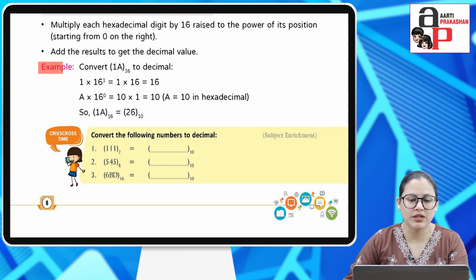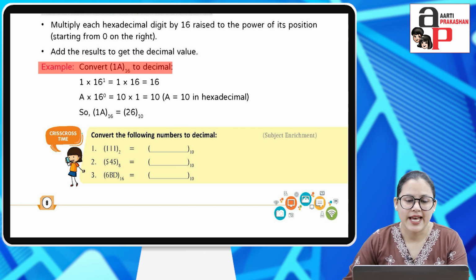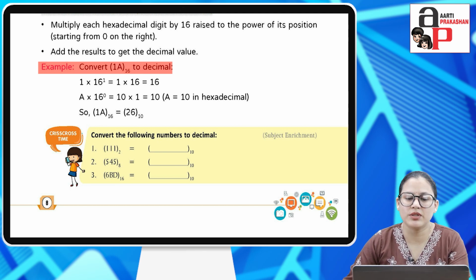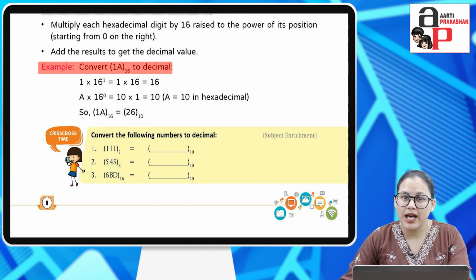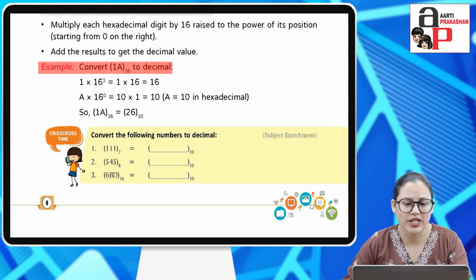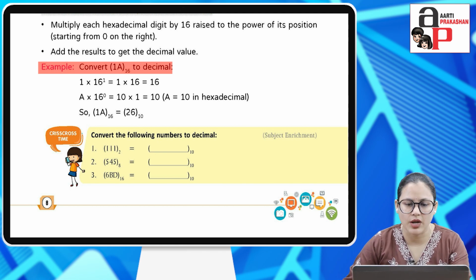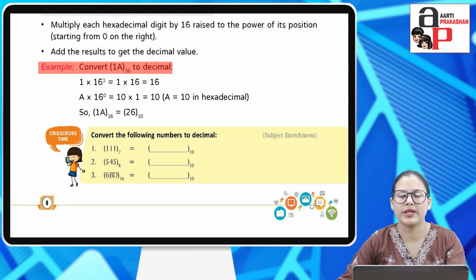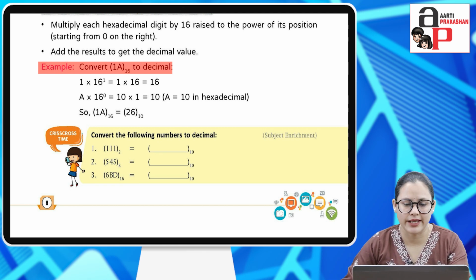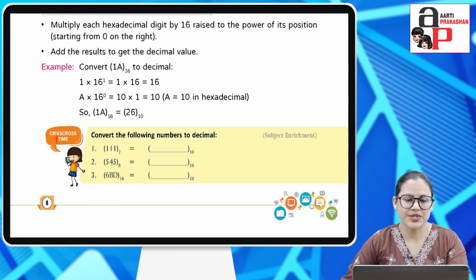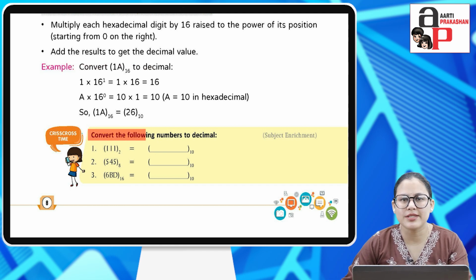For example, convert 1A base 16 to decimal. So, 1 into 16 raised to the power 1 is equal to 1 into 16, which is 16, and A into 16 raised to the power 0. Now, what is the value of A? Value of A is 10. So, 10 into 1 is 10. Now, add the values. 16 plus 10 is 26, and 26 is base 10, right? So, crisscross time, you have to convert the numbers into decimal.